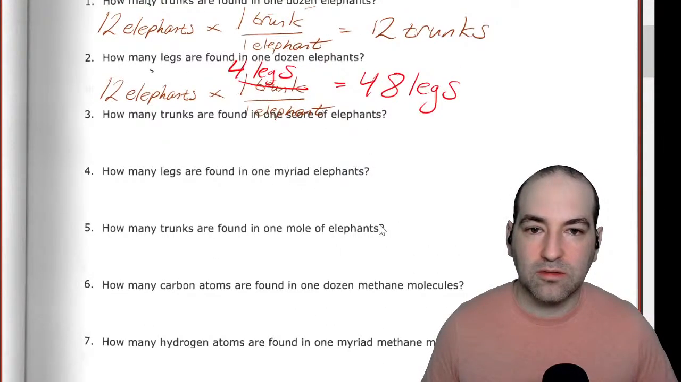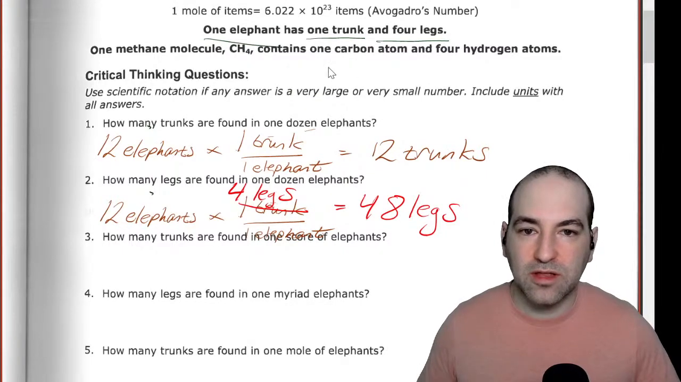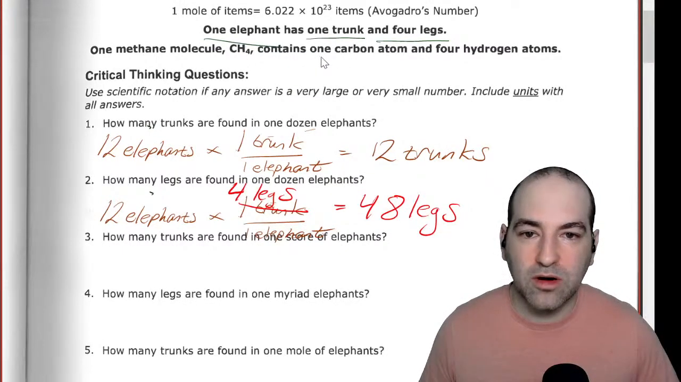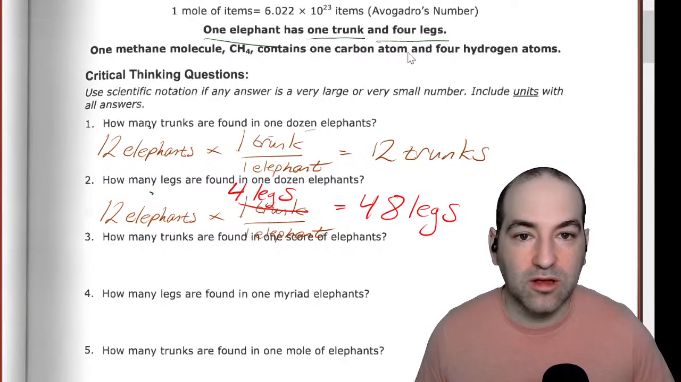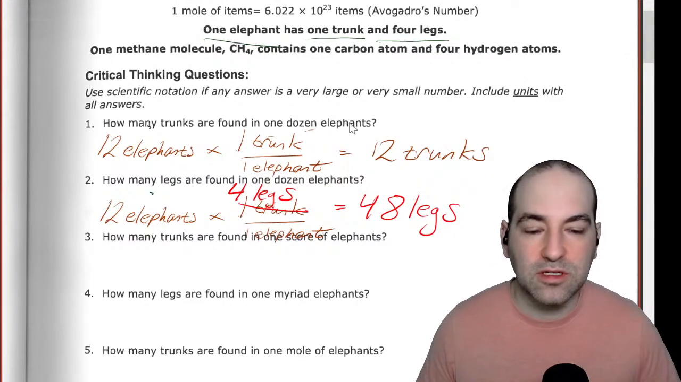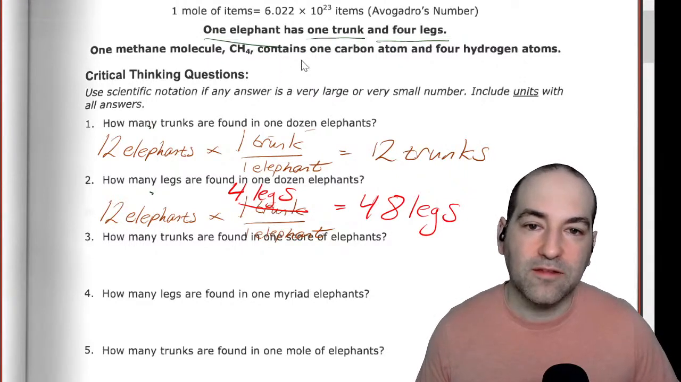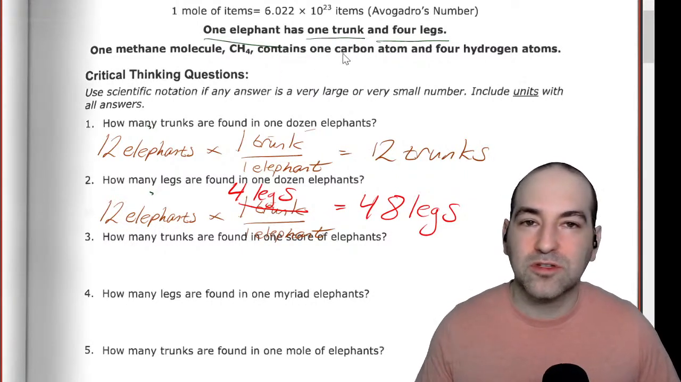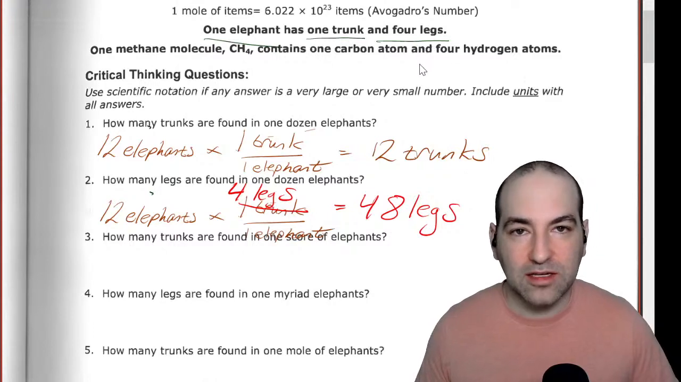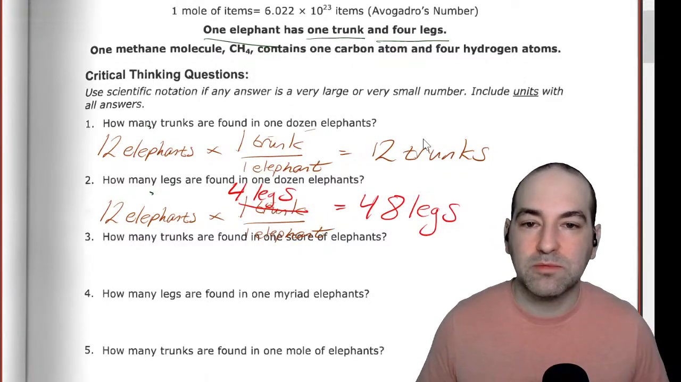Right? So they pick that very specifically so that CH4 is 1 carbon atom and 4 hydrogen atoms, just like an elephant is 1 trunk and 4 legs. So if you want to keep making those connections between the methane and the elephant and the atom, carbon versus the trunk and hydrogen versus the legs, you can keep doing that so that it keeps making sense.